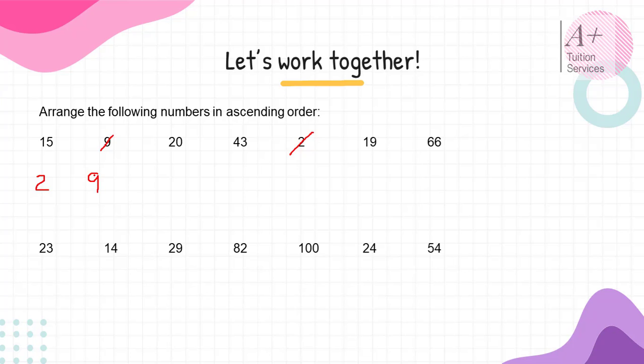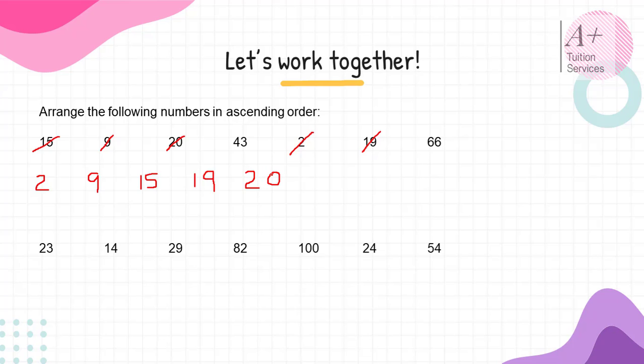After 2 and 9, the next smallest number is 15. So we just write 15. After 15, the next smallest number is 19. So we write in 19. And you keep repeating the same process by finding the smallest number of the remaining numbers and placing them one after each other. Okay? After 19, we have 3 numbers remaining, 20, 43, and 66. The next smallest number is 20. So we have 20.